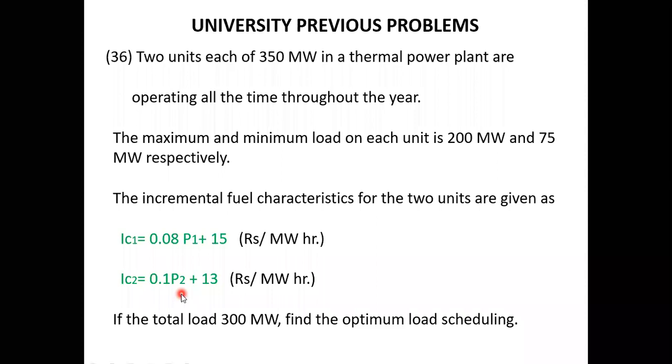This is also a very simple problem. Just equate IC1 and IC2, we will get one equation. And one more equation is from the load, that is P1 plus P2 is equal to 300 megawatt. So here 2 equations are there, 2 unknowns are there. Find out P1 and P2. The same model we have done in example 2 and example 10. This is also a very easy problem. So what you can understand by seeing university problems is they're asking very simple questions, with a very simple procedure.